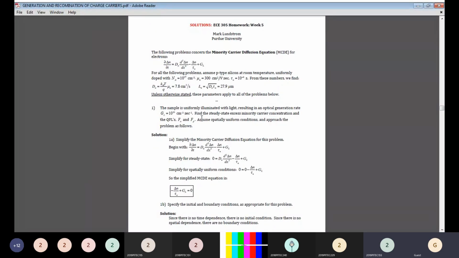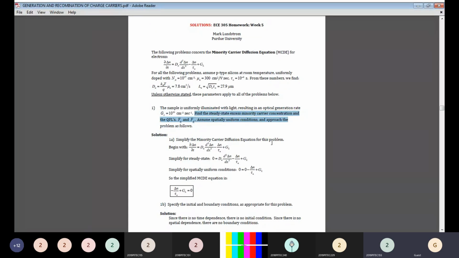Here, the sample is uniformly illuminated with light, resulting in an optical generation rate GL equal to 10 to the power 20 per centimeter cube per second. Find the steady state excess minority carrier concentration and the QFLS, FN and FP. Assume spatially uniform conditions and approach the problem as follows.